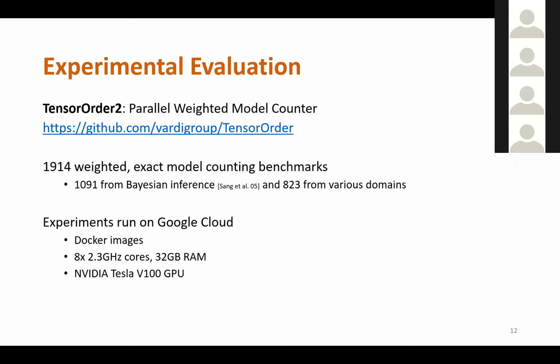All right, and so we took the algorithm and tool we developed in 2019, and we implemented the improvements I described to produce a new parallel weighted model counter, TensorOrder 2, which is available online if you'd like to play with it, or attempt to use it to solve some interesting problems. And we evaluated it in comparison to existing model counters on a set of 1,900 benchmarks in the cloud, using computers which had access to 8 cores and a Tesla V100 GPU, which has 16 gigabytes of onboard memory.